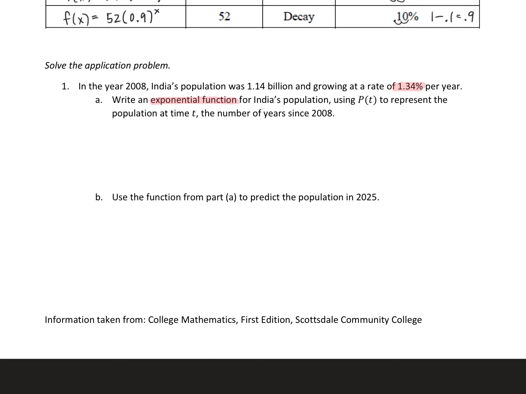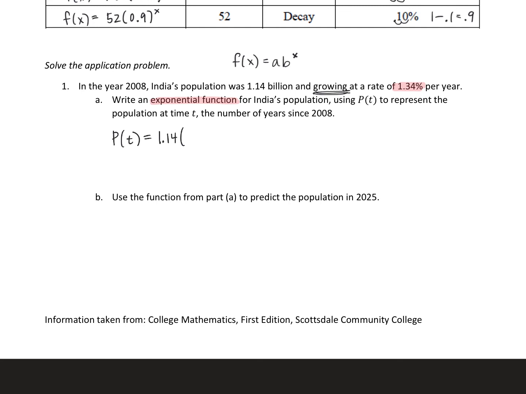Okay, so a couple of things. First of all, P of t is what our function is going to be. Instead of f of x, it's going to be P of t. So that's telling you that the variable you're going to see is t. Remember that your basic formula is f of x equals a times b to the x. A is the original amount. Our original population is 1.14. And then we need a growth rate or a decay rate. It's growing, so it's going to be larger than 1.